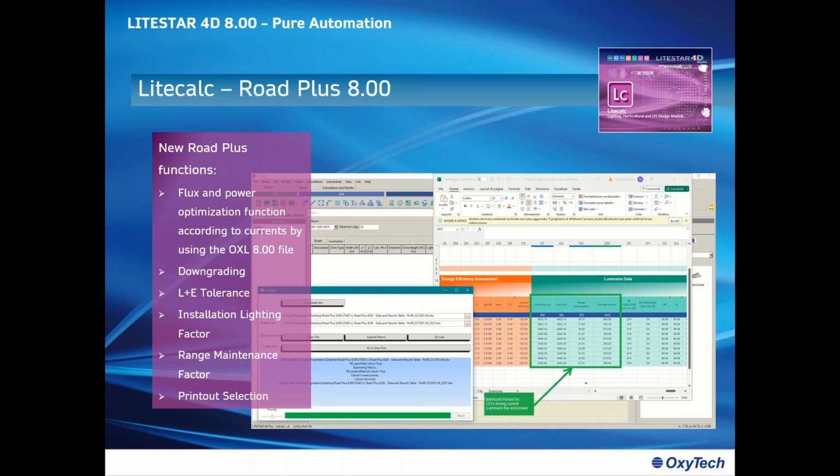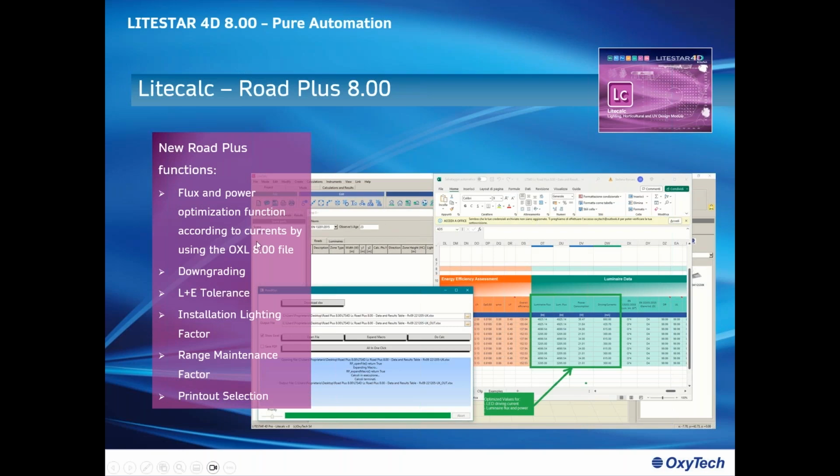We ran a calculation through some LDT files, 61 LDT files that were supplied by a manufacturer about a single luminaire, and the total calculation took roughly around 40 minutes. The same information was packed in the OXL file, and the calculation was run in 16 seconds. So you can understand what is the advantage in using the optimization feature and in using the OXL 8.00 file.